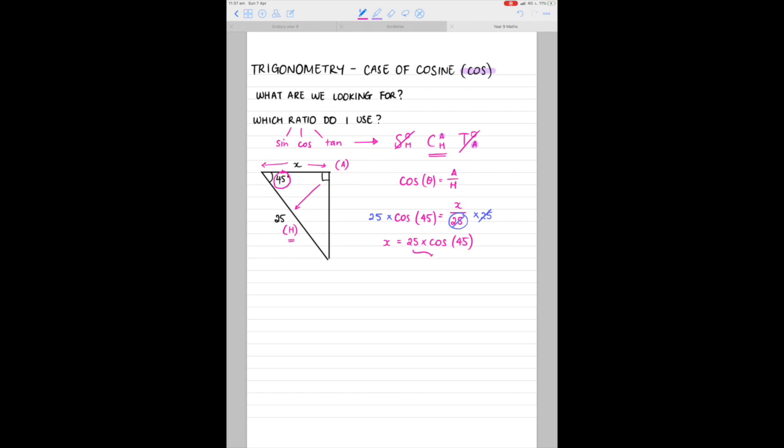Now you'll type this into your calculator, and what you'll find is that x is equal to 17.68. You might find that your calculator says 17.67766695 and so on and so forth, but in this example I'm just going to make it easy and round it up to 2 decimal places.